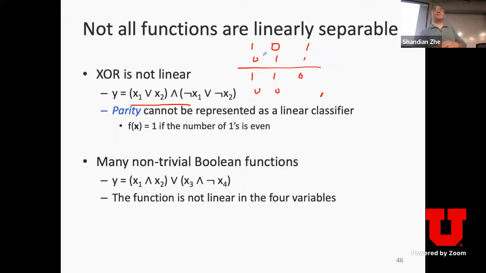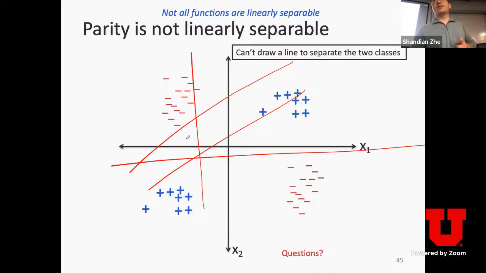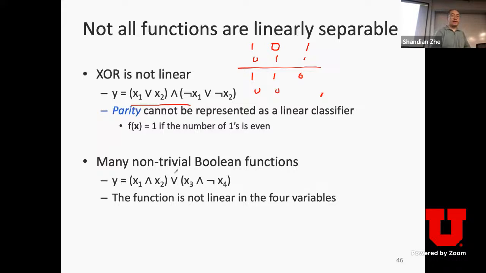If you try to place the instances and the labels for the XOR function in a plane, you will see exactly this kind of layout. That's why you can't draw any line to separate out positive and negative examples. But in addition to XOR, there are many other non-trivial Boolean functions that are not linearly separable in 4 variables as well. This has been proved by a pioneer in artificial intelligence called Marvin Minsky, who passed away, I think, last year, right?